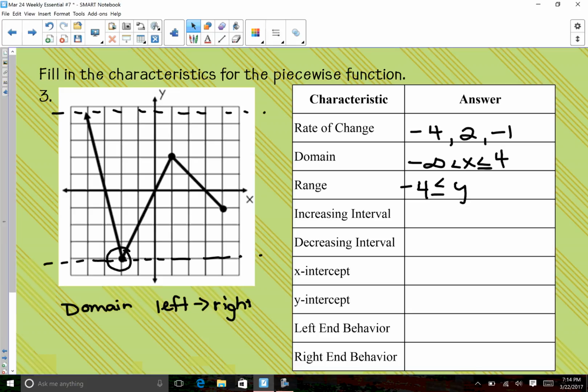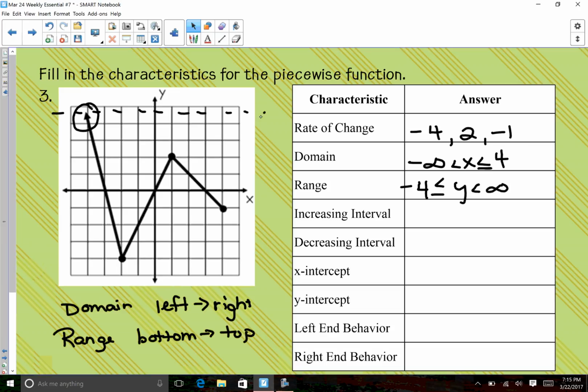Now, if you go to the top of your graph, notice at the top we have an arrow. Anytime you have an arrow, you know it's going to be an infinity. And when looking at y's, the top of the graph, the y's are going to positive infinity. So when you're doing your range, remember you read bottom of the graph to the top of the graph.